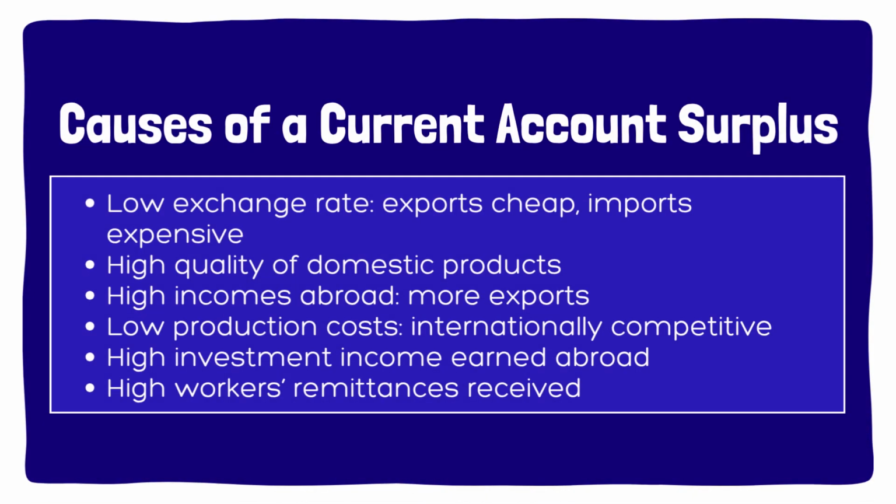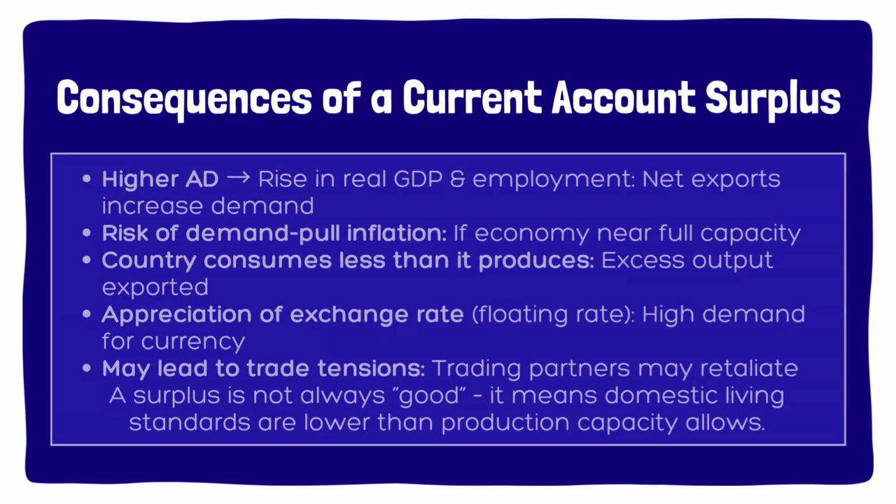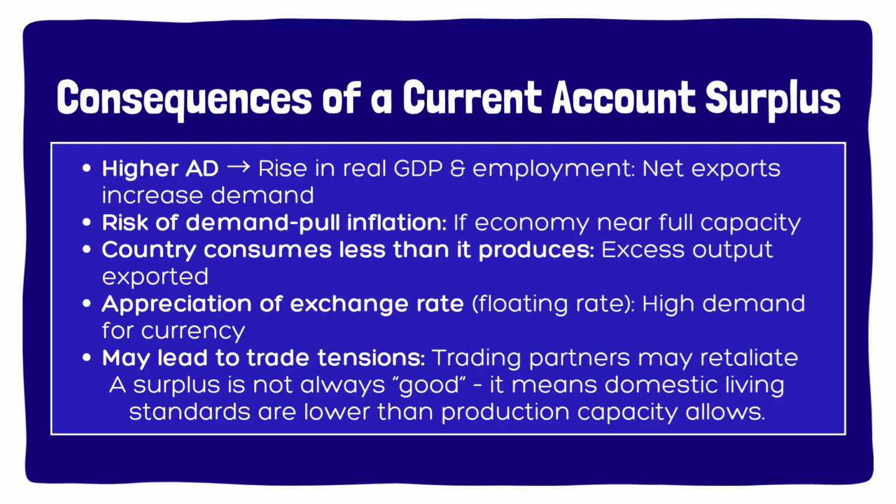A current account surplus can arise due to factors such as a low exchange rate, high-quality products, low production costs, high incomes abroad, strong investment income from overseas assets, and large workers' remittances. A surplus increases aggregate demand because more money enters the economy than leaves it. This can lead to higher real GDP and employment, although if the economy is already operating near full capacity, it may also cause demand pull inflation. A surplus also means that the country is producing more than it is consuming.